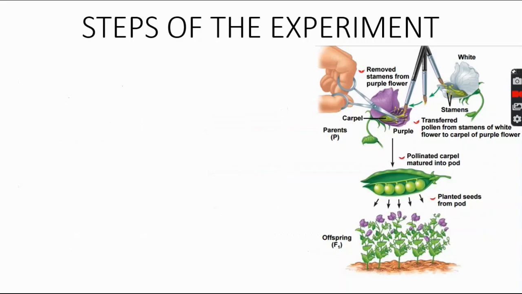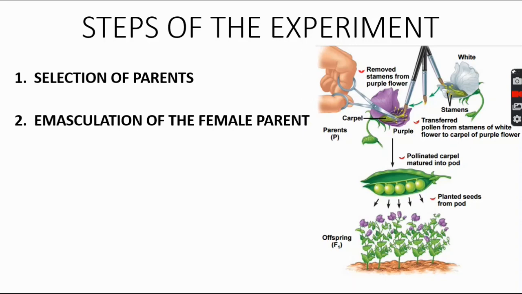Mendel's experiments we have already discussed. The first step is definitely selection of the parents. And you know the first rule of Mendel's experiment, that he always selected pure parents. Step number 2, emasculation of the female parent. Now to avoid self-pollination, he performed emasculation on the female parent.